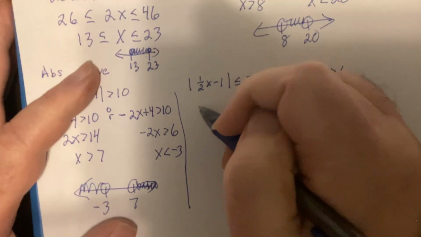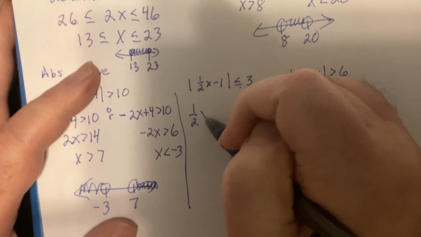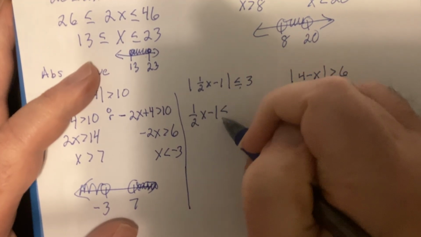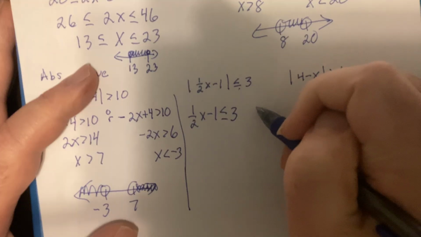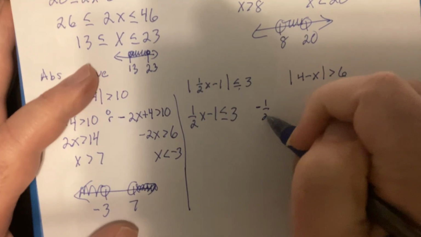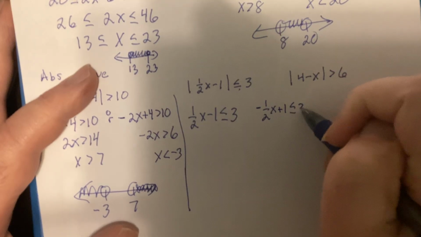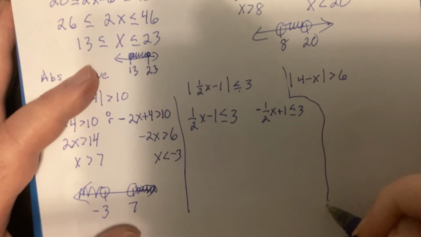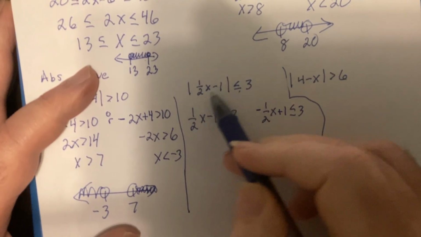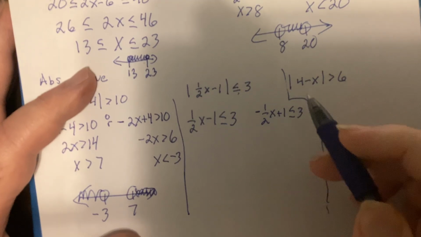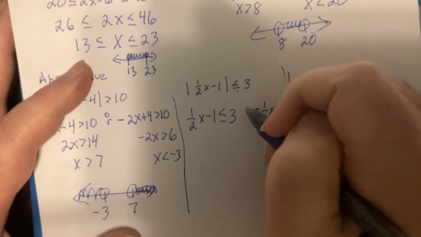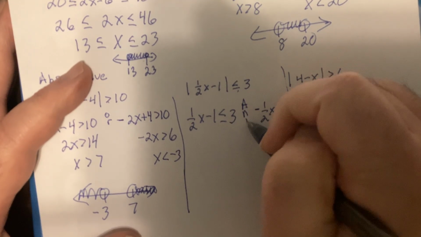So here, write it without the absolute value, and then take the opposite of the inside. Now notice I'm not taking the opposite of both sides, just the insides of the absolute value. Now, this is less than, so it'd be and.